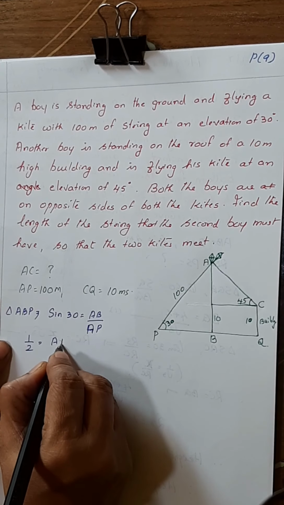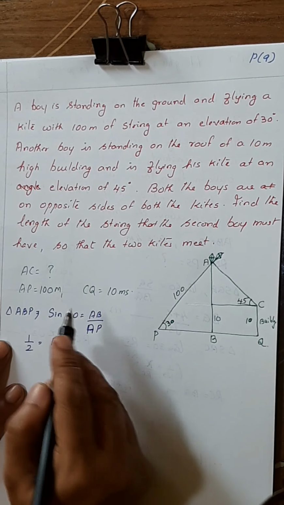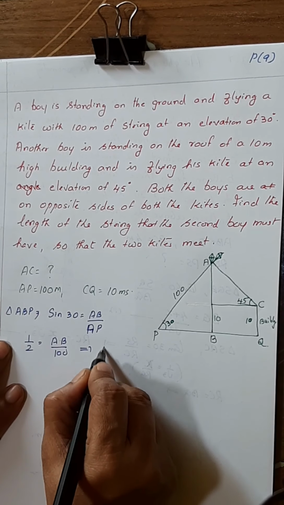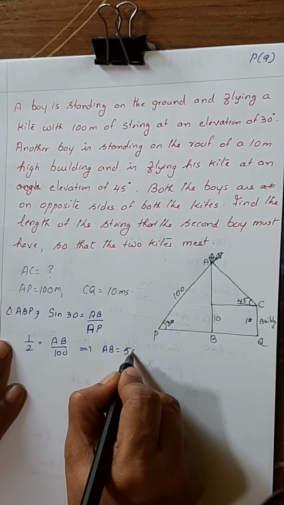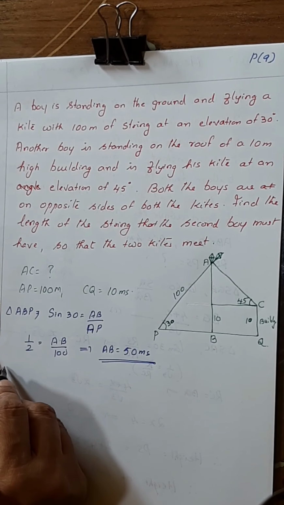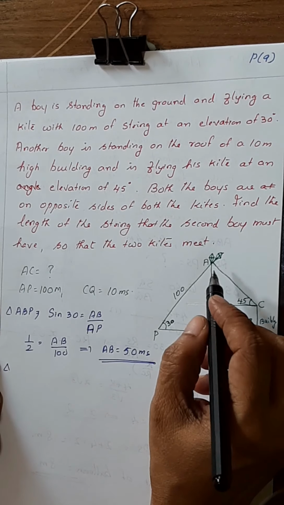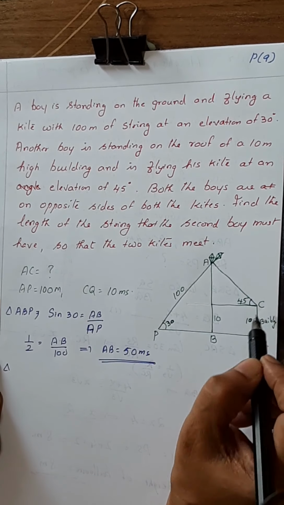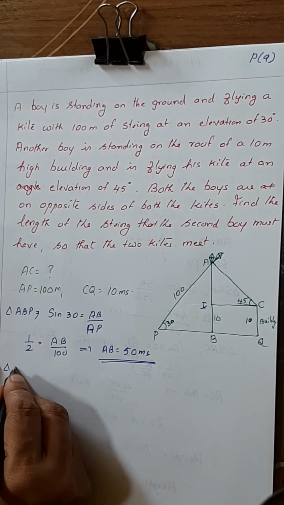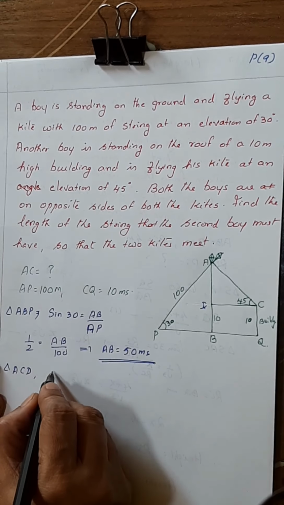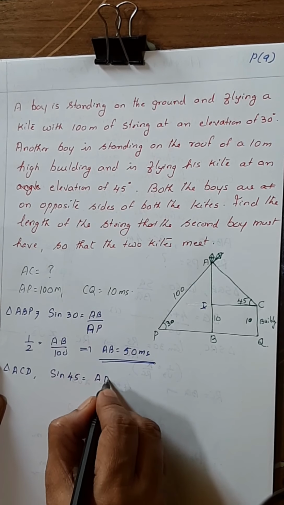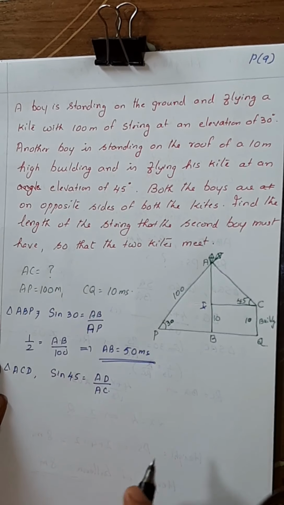So now sine 30 is equal to half is equal to AB by AP is 100. So from this you get AB is equal to 50 meters. Now in triangle ACD, in triangle ACD, again sine 45 is equal to AD by AC.